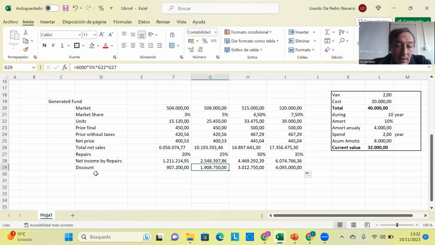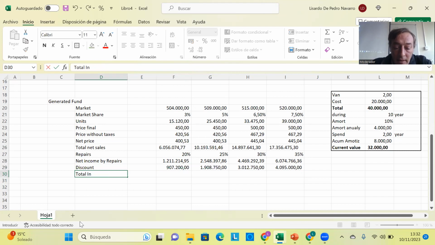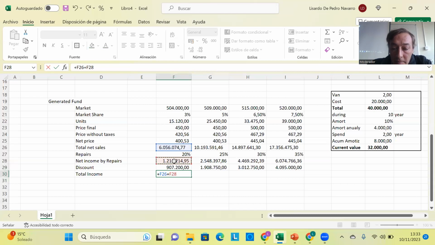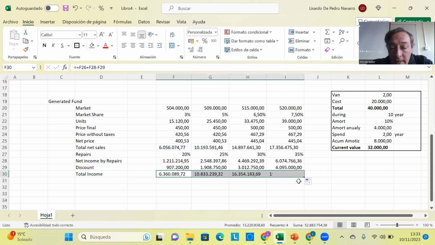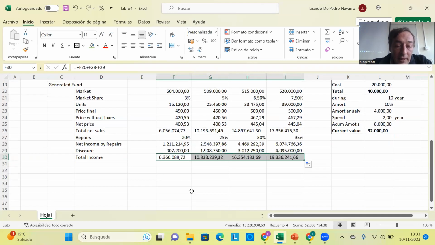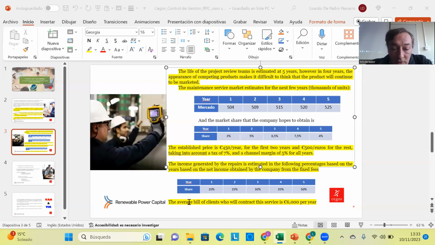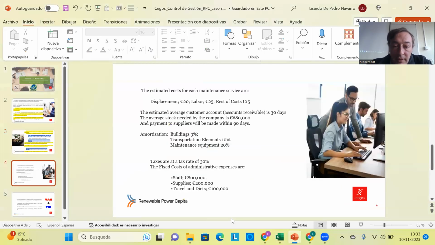Well, so the total income for the company is going to be the net sales plus the net income from repairs, less the discount that we are going to make for the clients. So here we have the incomes that the company is going to have every year. Great.